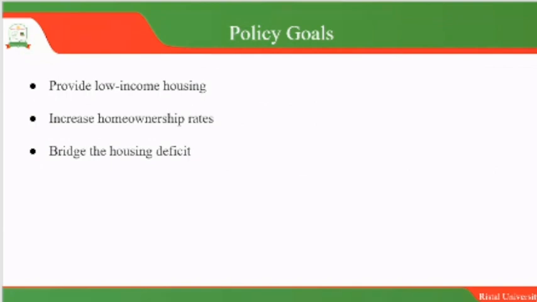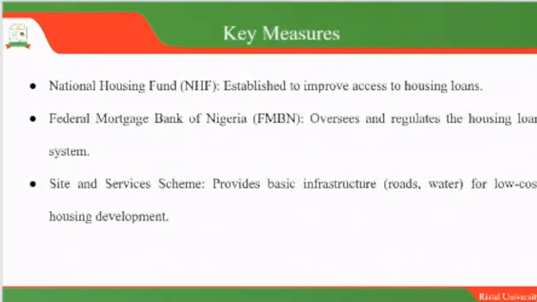Like I had explained earlier, policy goals or objectives vary from country to country, and we're just highlighting a few of them right here. But these are all that we had already highlighted: provide low income housing, increase home ownership rates, bridge the housing deficit. So the key measure is what they call a national housing fund, established to improve access to housing loans, and very many countries have this idea coming up.